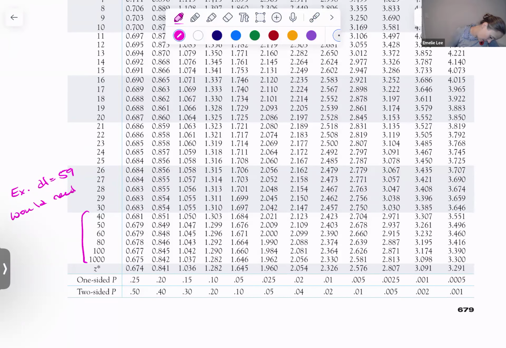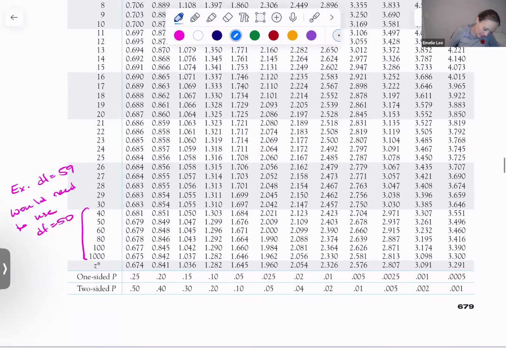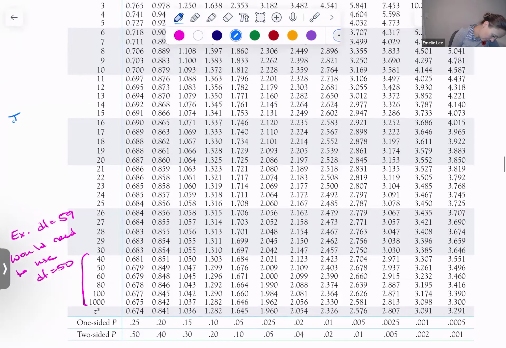Would need to use degrees of freedom equal to 50. Okay, I'll make a note on here as well. So if the degrees of freedom is not listed, round down.